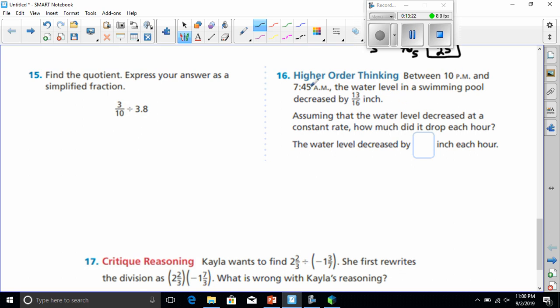So if we're talking about time here, they're saying assuming that the water level decreased at a constant rate, how much did it drop each hour? So they're asking us how much did it drop in every hour. The water level decreased by how much each hour. So let's see, first of all, we know that it decreased by 13 over 16 inch.